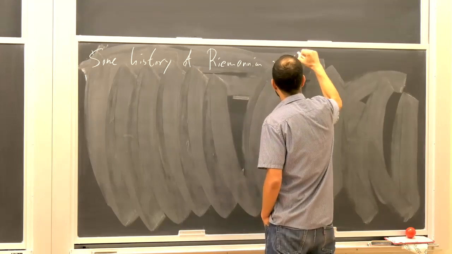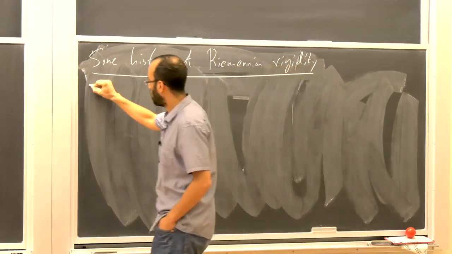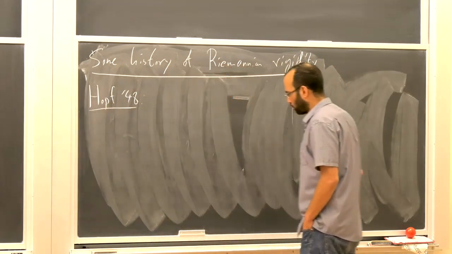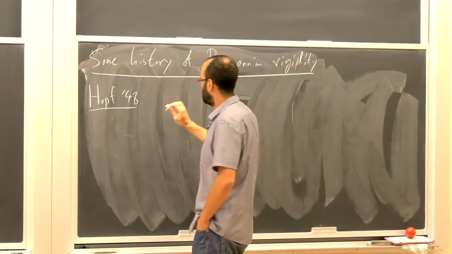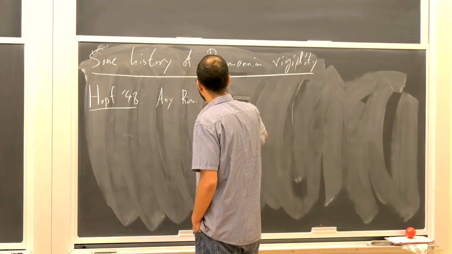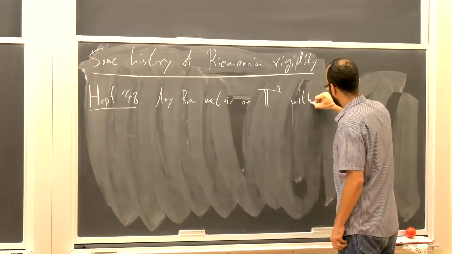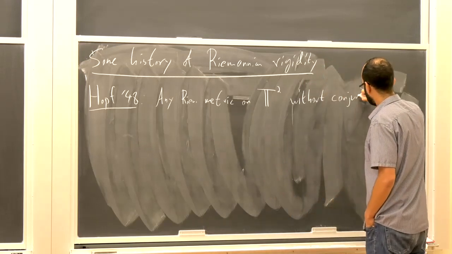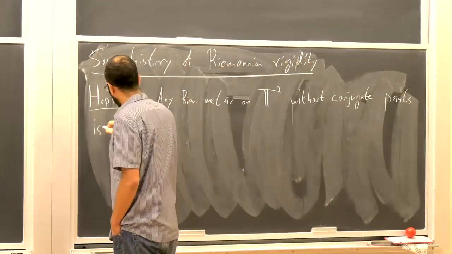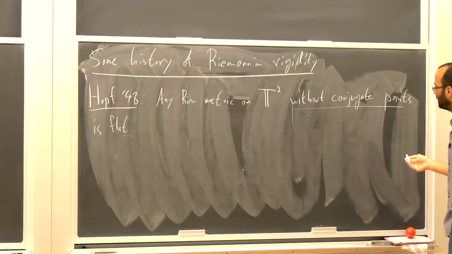So the first result I want to mention is from 1948 by Hopf, which is a beautiful paper, very short. Hopf actually proved more than what I will say, but he proves that any Riemannian metric on the torus without conjugate points, I'll explain, is flat. Historically, the condition that appeared usually was about conjugate points.